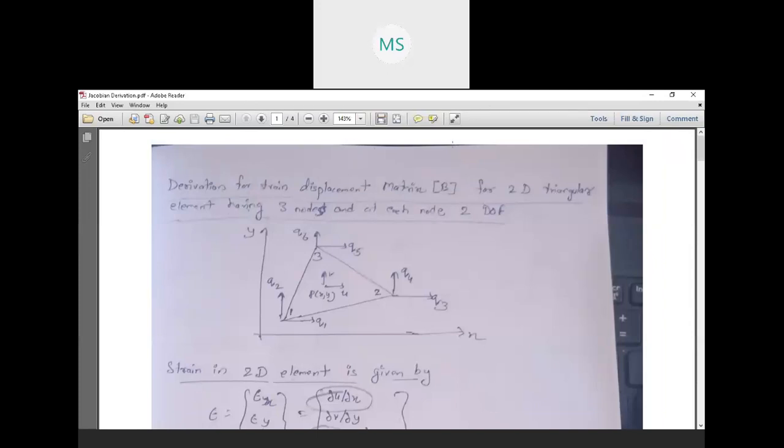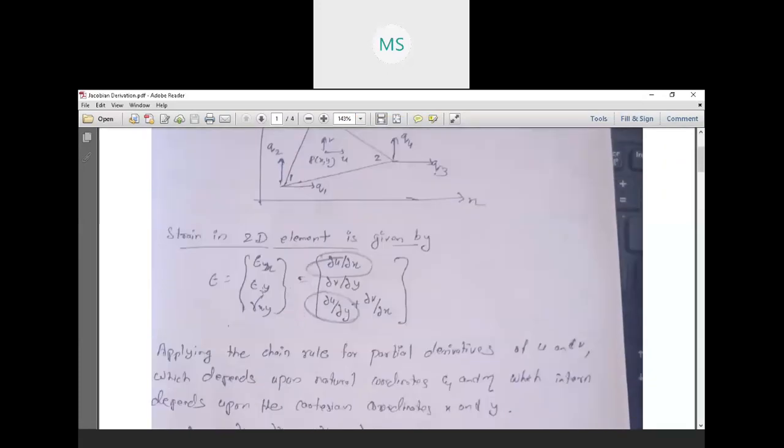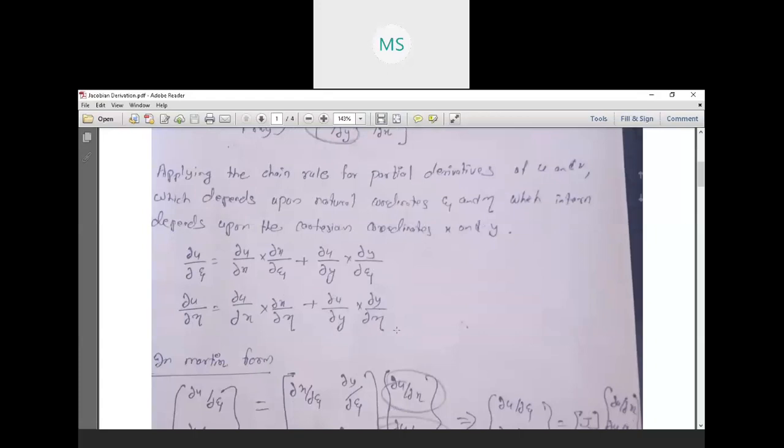So what we are doing here is the derivation of the strain displacement matrix for a 2D triangular element having 3 nodes with 2 degrees of freedom each. We have seen that epsilon has the normal strains in the x and y directions, since we have taken only 2 dimensions. So epsilon x, epsilon y, and the shear strain in the xy plane. Epsilon x is represented by del u by del x, epsilon y by del v by del y, and gamma by del u by del y plus del v by del x. So we have applied the chain rule. Why are we applying the chain rule? Because we want to relate the Cartesian coordinate system with the natural coordinate system.